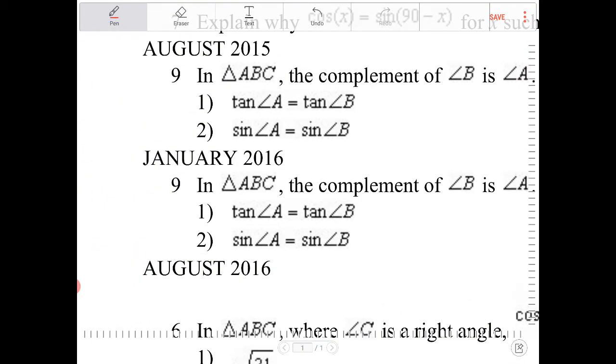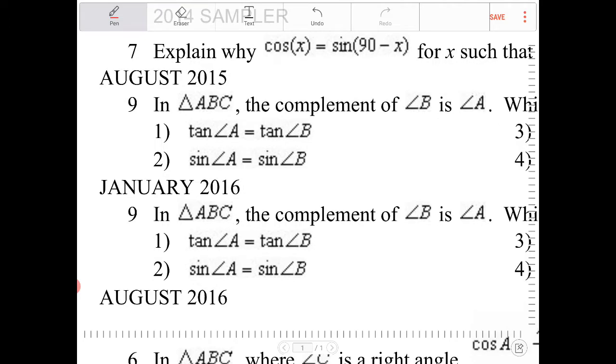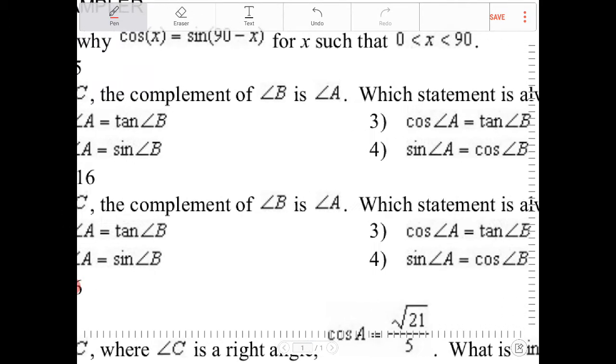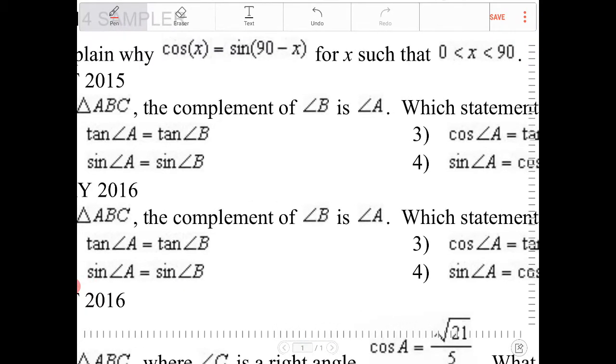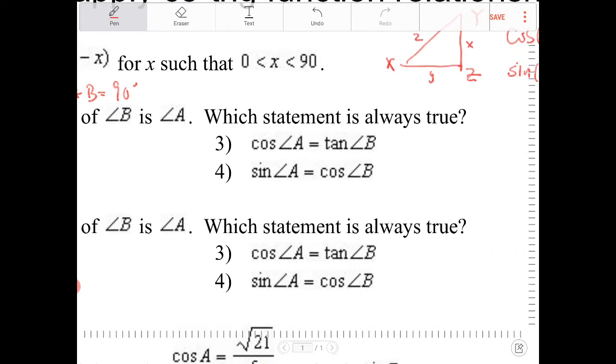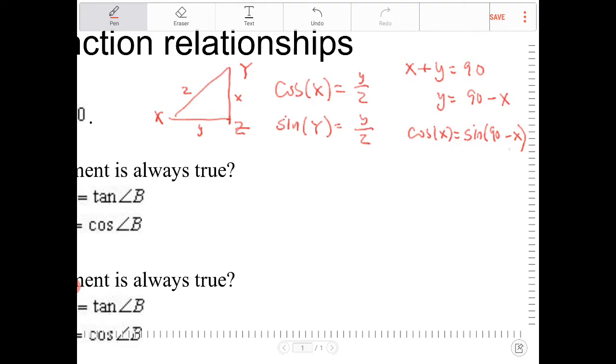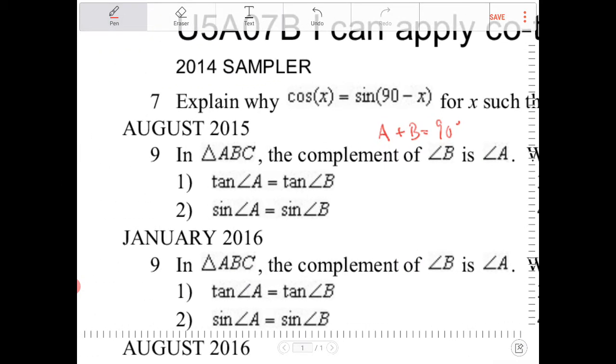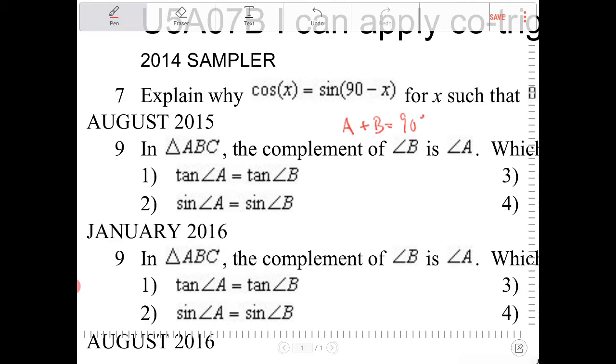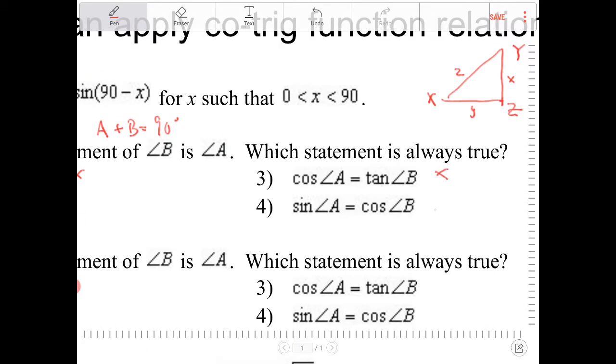All right. Question number 9, taken out of August 2015. In triangle ABC, the complement of angle B is angle A. So in other words, angle A plus angle B is equal to 90 degrees. That's what it means for two things to be complementary. Which statement is always true? Well, as I've just demonstrated over here, x and 90 minus x are complementary, just as x and y are complementary. So sine of A must equal cosine of B. And do we have anything like that? So it's not this, it's not that, it's not this. It's this guy.